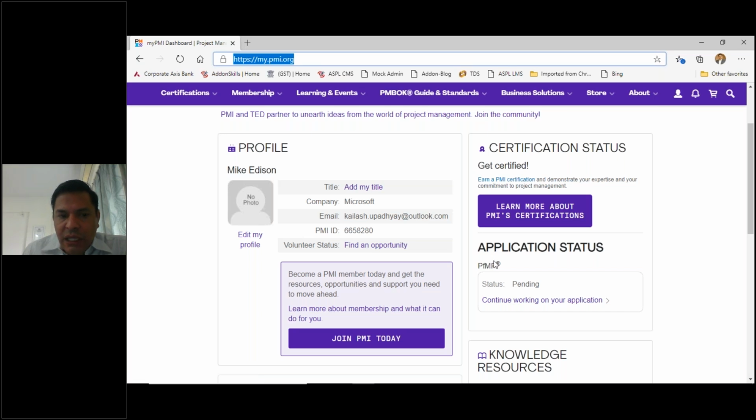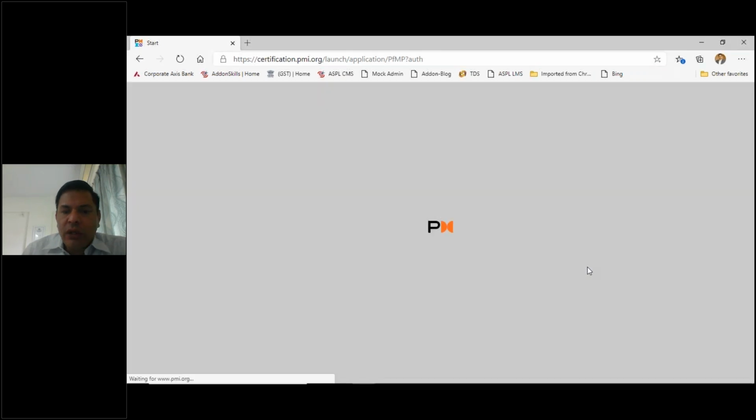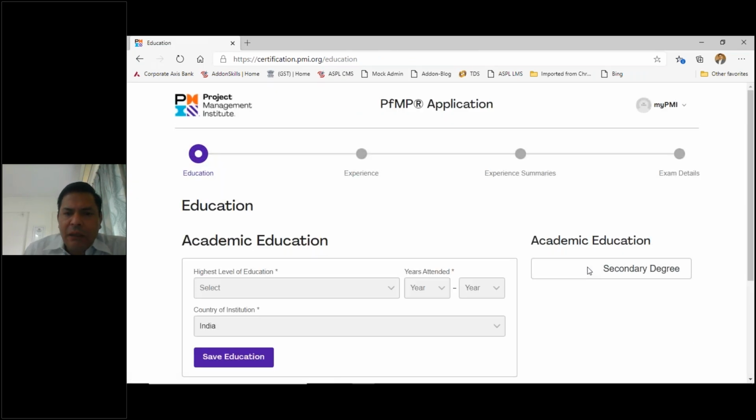So here in your My PMI login, you will see your application. This is a PfMP application. Let's start working on this application. It's a very simple form. Thankfully, PMI has done lots of good in the recent past. They have made this form very, very simple now. Earlier, this form had lots of information, where PMI used to ask for the number of hours of portfolio management experience, your manager contact details, and many other things, but everything has been removed now.